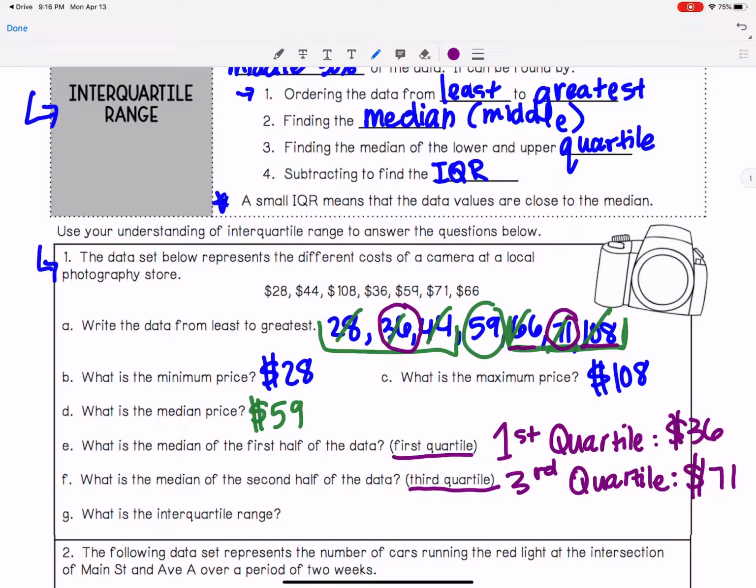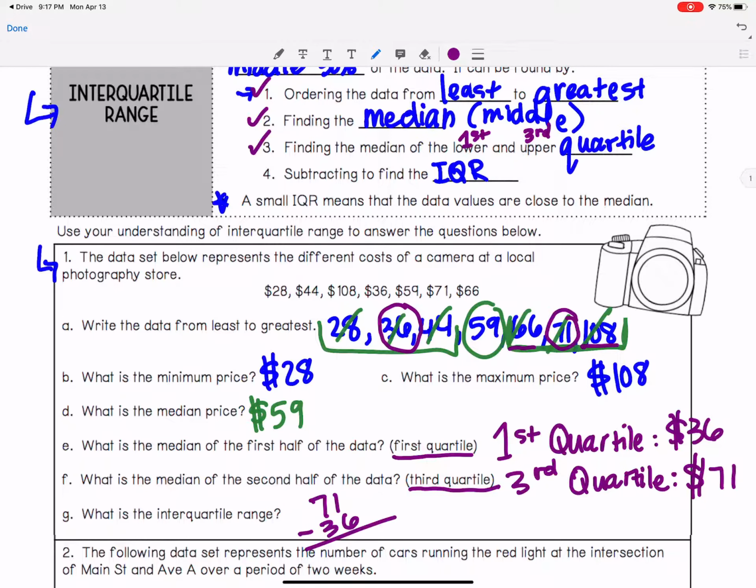What is the interquartile range? Let's take a look at what we've done so far. First, we ordered the data from least to greatest. Second, we found the median, or the middle number. Third, we found the median of the lower and the upper halves. The lower quartile is our first quartile, and the upper quartile was our third quartile. Then the fourth thing is to subtract to find the interquartile range. So we need to take our larger quartile, which was 71, and subtract our smaller quartile, which is 36.